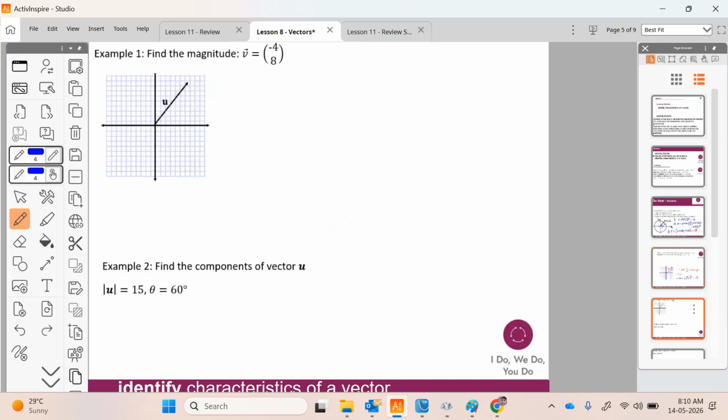Right, there's one for you to have a go at. Find the magnitude of vector v. Again, this is not the vector shown. This picture here, I don't know why I've got this picture here, is not the vector v and it's not the vector u. Let me delete that one.